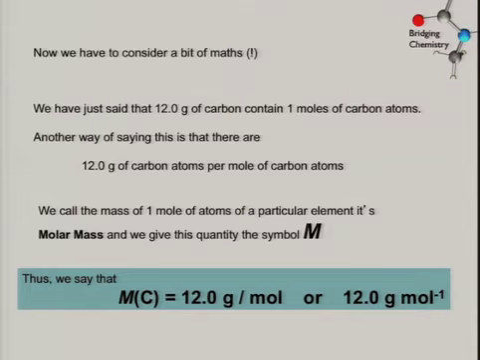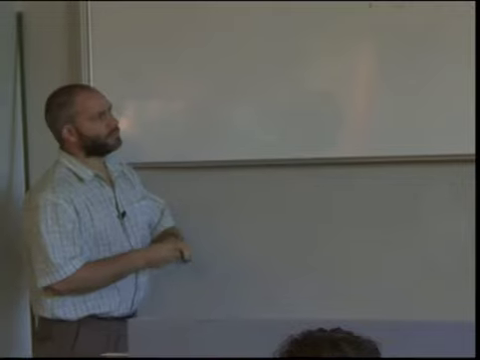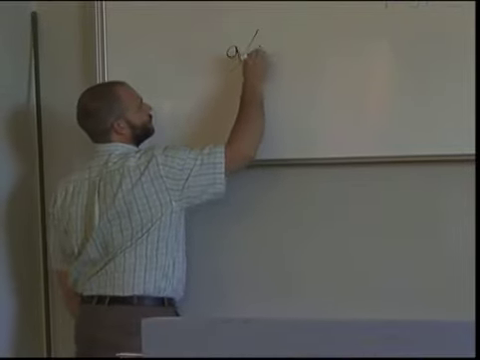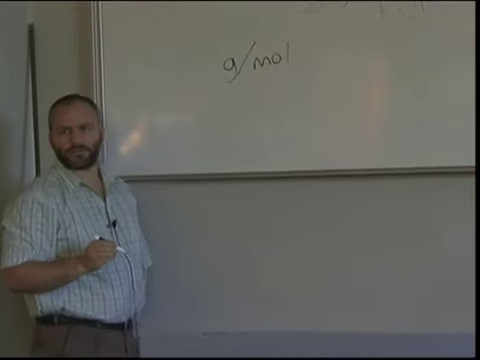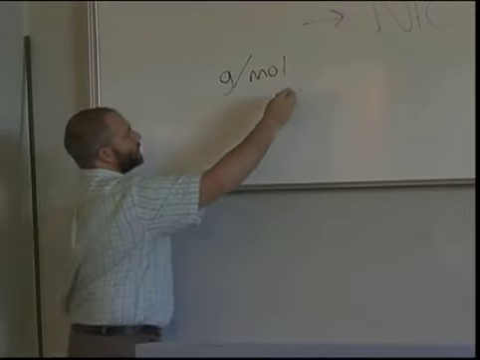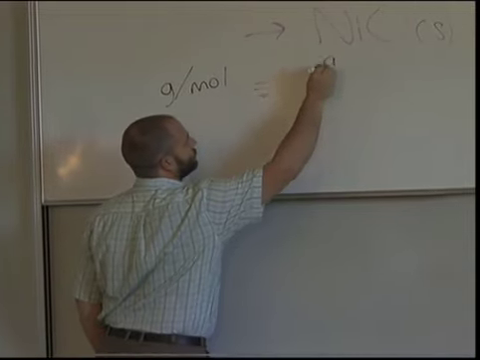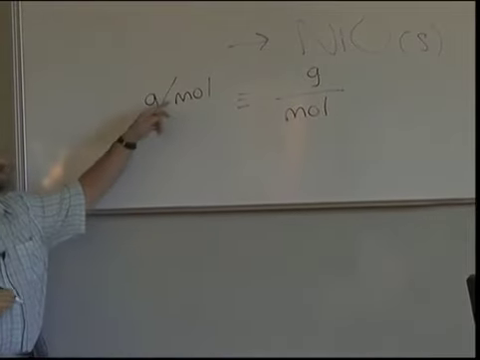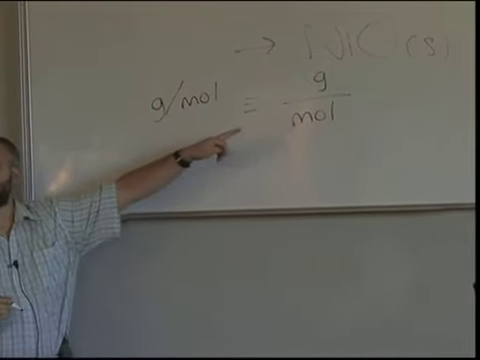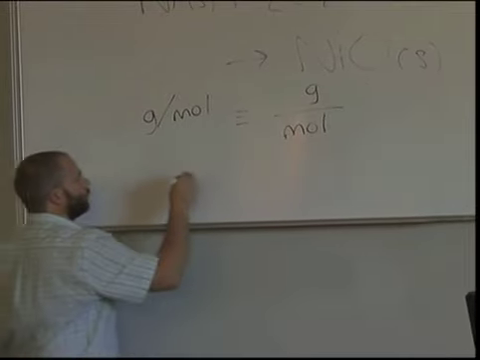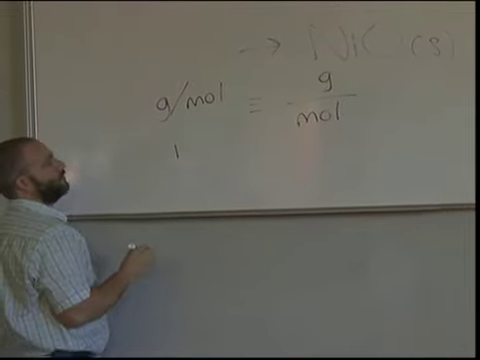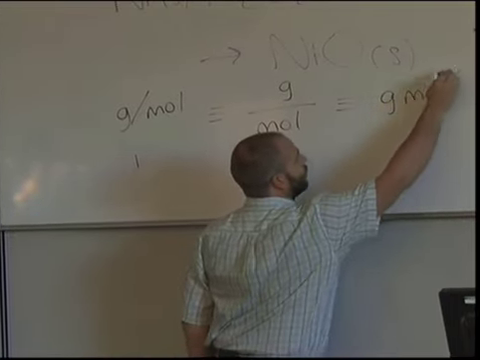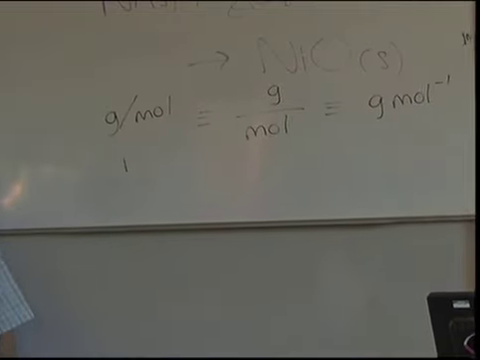Maybe this is a good moment just to do some algebra. If we write grams per mole like that, all in a single line, that is another way of writing it as grams divided by moles. So that and that are just two different ways of writing the same thing. And so that's the same as grams times moles to the power of -1.